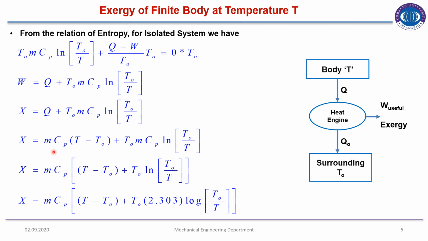Now if you see, mCp is the common term in both the left and right hand side terms. So mCp will be taken as common, and in the bracket we have T minus T naught from the first relation and T naught natural log T naught over T from the second relation. In mathematics, to convert natural log into base 10 log we multiply by 2.303. So exergy is equal to mCp [(T minus T naught) plus T naught into 2.303 log base 10 of T naught over T].